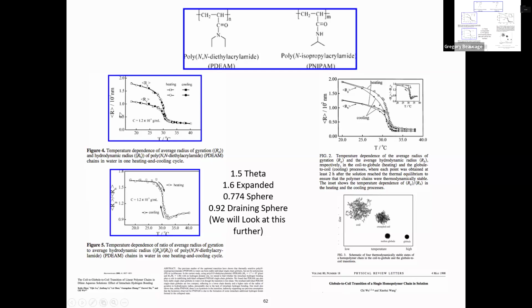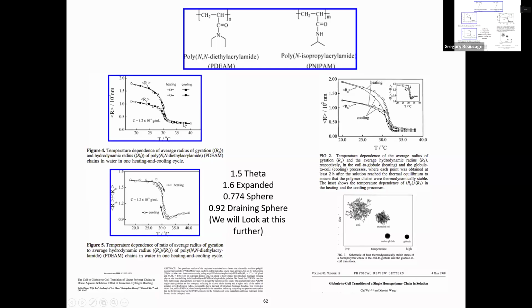The theta is right here. So if you divided this by R theta, which would be that value, then, oh, in fact, it's 1. I'm not sure why it's 1 there, but basically this is already normalized. So it's 1 at the theta temperature. This is the alpha he's plotting. And then it goes below 1 when it goes to collapsed.